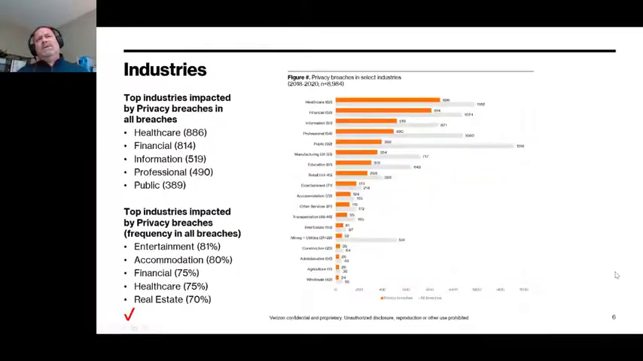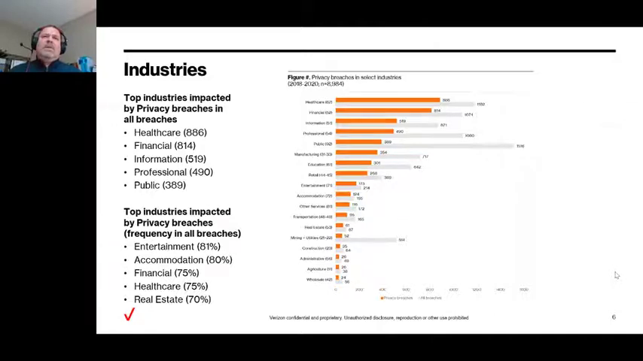So what industries are most impacted when it comes to privacy breaches? Now we're looking at a 3-year time frame, looking at 8,984 breaches where we've confirmed that privacy data has been compromised. Looking at the orange bar and comparing it to the gray bars, the gray bars are breaches in general. The orange bars are privacy breaches. So for example, healthcare, we have 886 privacy breaches out of 1,182 occurring in that 3-year time frame.